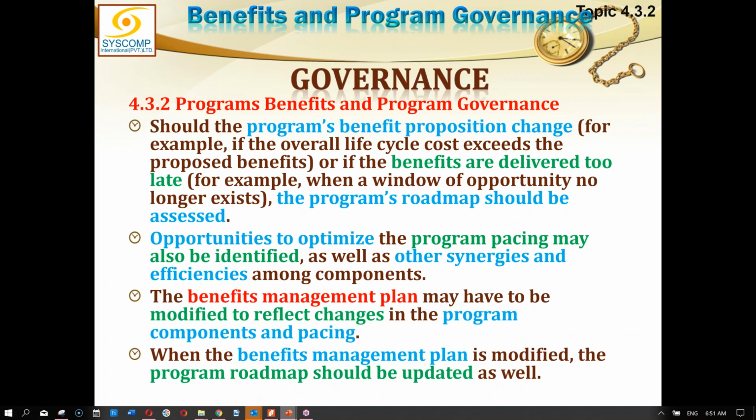The benefit management plan may have to be modified to reflect the changes in the program components and pacing. So whatever you have changed, that would come through a proper change request. When the benefit management plan is modified, the program roadmap, as I said earlier, should also be updated.